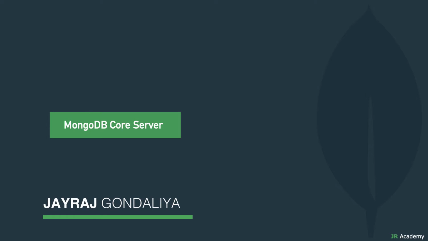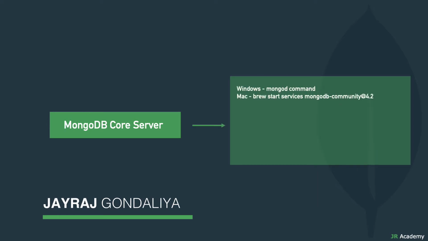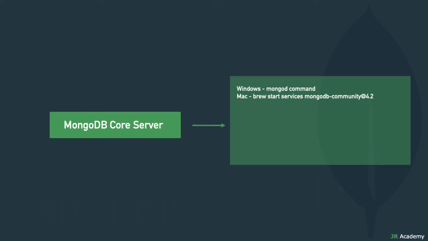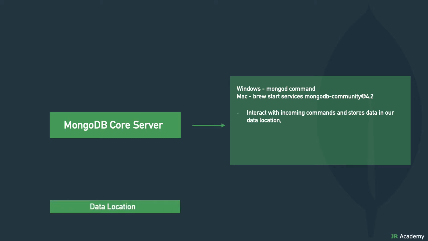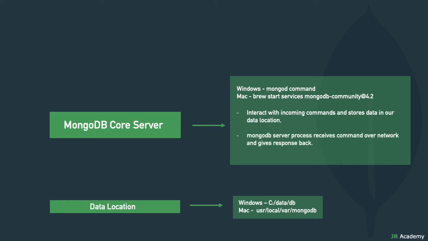So what I mean to say is this particular command started some process, or more precisely some daemon process, and that process is communicating by network port. This process interacts with incoming commands and stores data in our data location. If you remember in our previous tutorial, we created the data location; in case of Windows, we used the C drive for that, and in case of Mac, we used our root location. So this server process receives commands over the network and gives responses back.